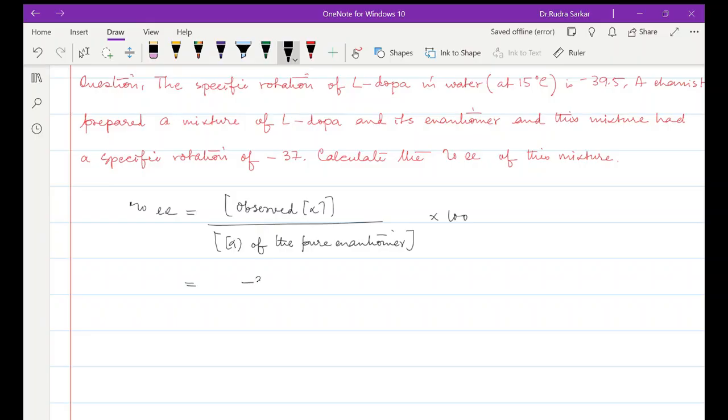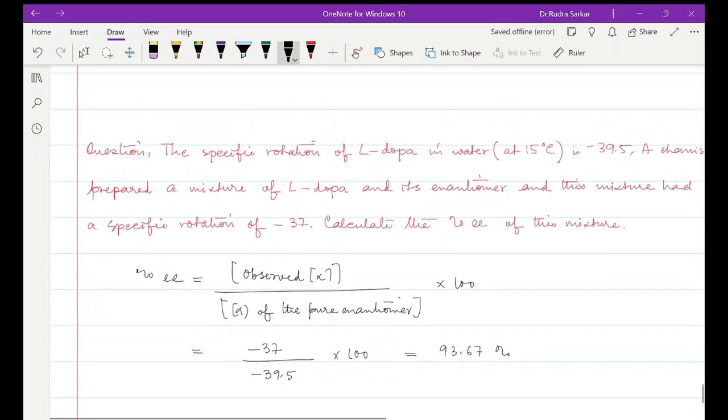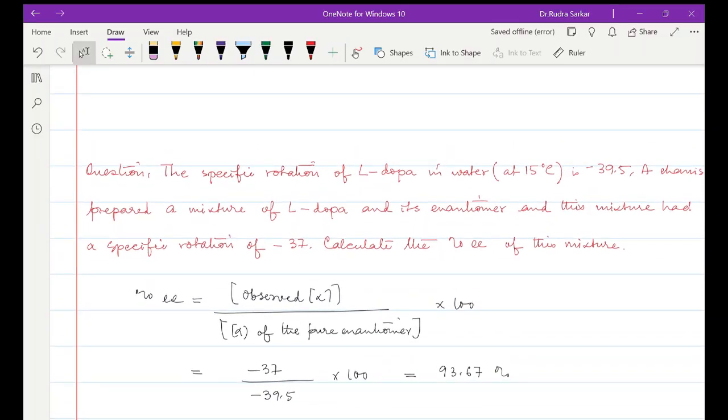So this is minus 37 divided by minus 39.5 into 100, and that would be around 93.67% of enantiomeric excess. Okay, so that is how we need to calculate and solve these type of problems.